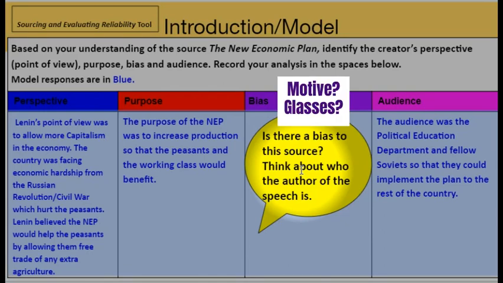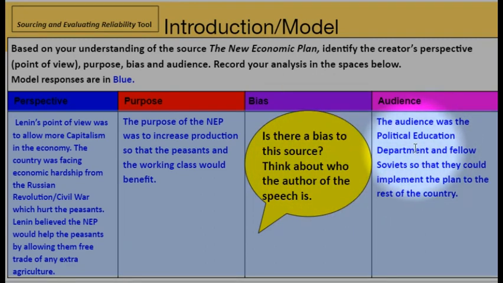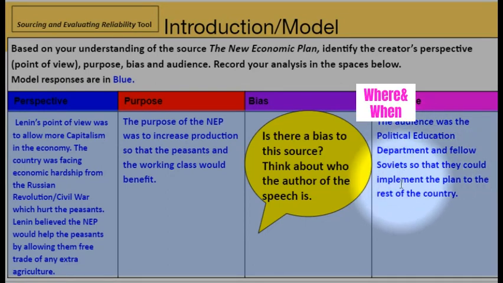They say, is there bias? Think about who the author of the speech is. Well, was Lenin biased? Yeah, he wanted communism to survive. So I would say his bias, his ulterior motive, his glasses are do whatever you need to do to get it to survive. It being communism, a socialist form of government. His audience was the political education department and fellow Soviets so they could implement the plan and carry it out to the rest of the country.